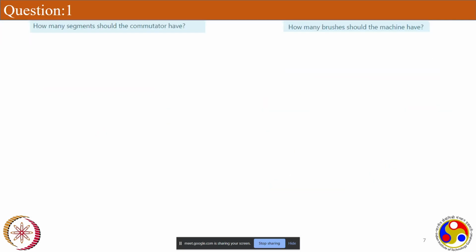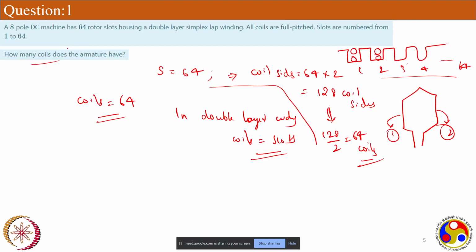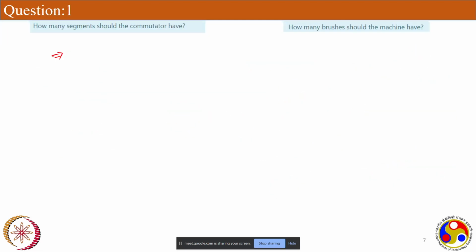With that logic, you can see how many segments the commutator should have. The question is how many coils you have. The number of coils, the first question we already solved, is 64. So the number of coils is equal to the number of commutator segments. The answer will be the same: 64.